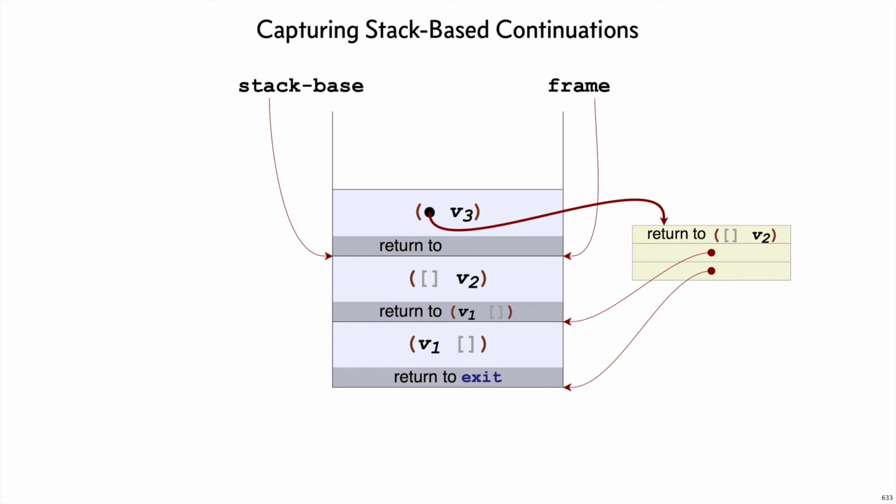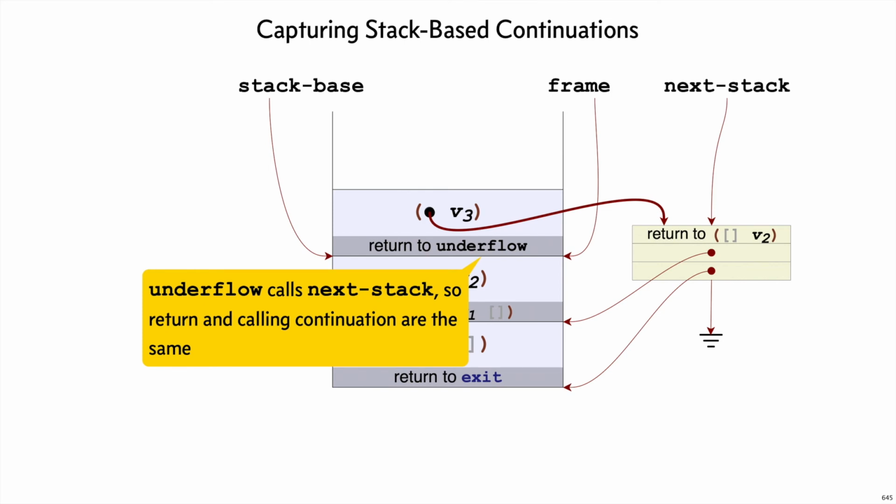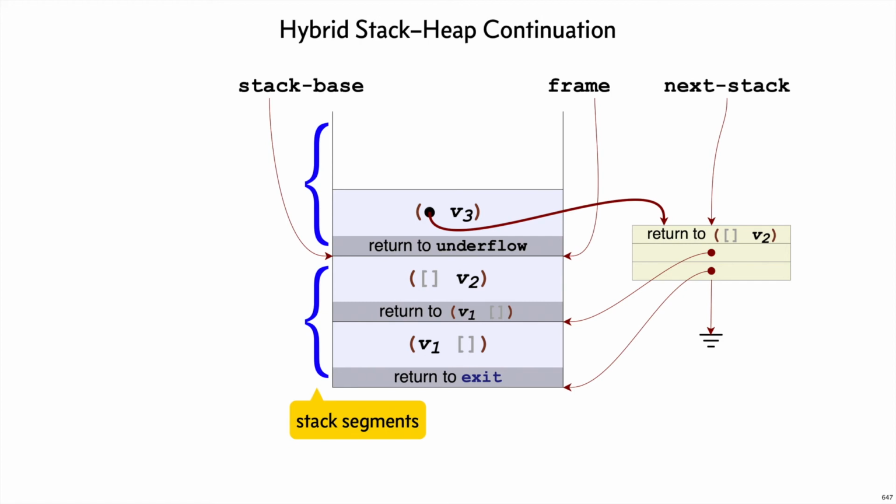Meanwhile, to handle the possibility of direct return, we remember this continuation record in a next stack register, and we set the return address on the current frame to underflow. Underflow as a return address will cause next stack to be applied as a continuation, thus having the same effect as directly applying the continuation. So, stepping back for a moment, we have a set of stack segments, each created by callCC, that are chained together in the heap through the next stack list. So that's the stack-heap hybrid that gives us the best of both worlds.